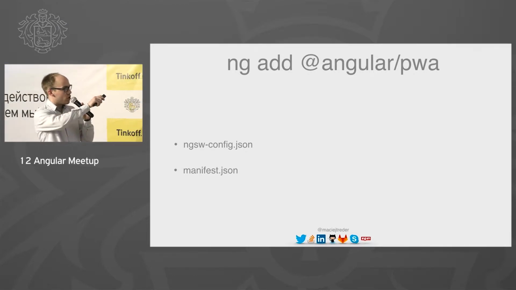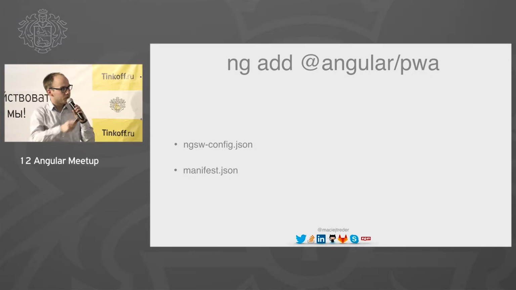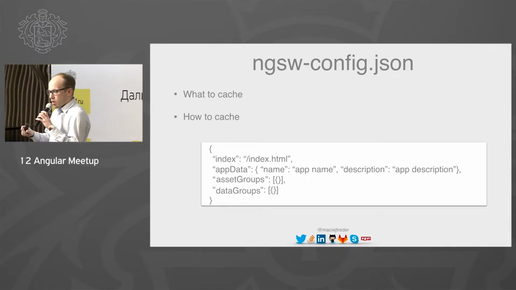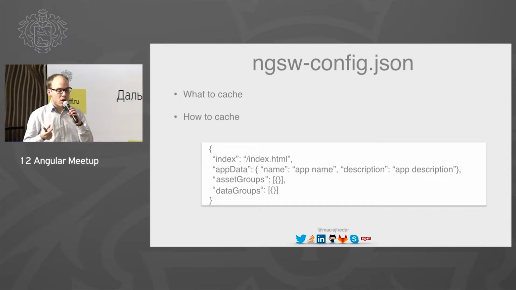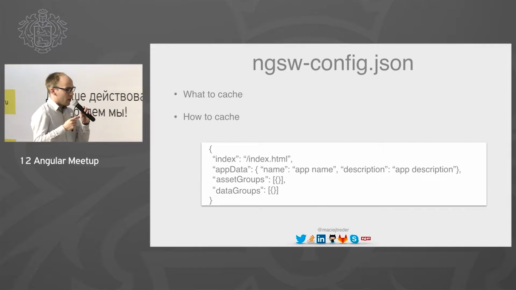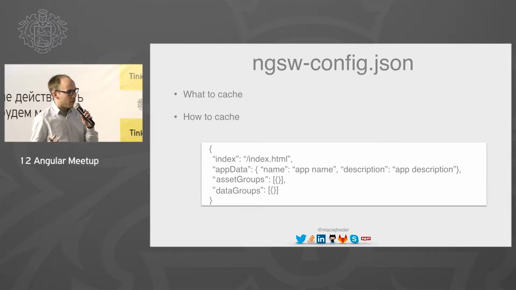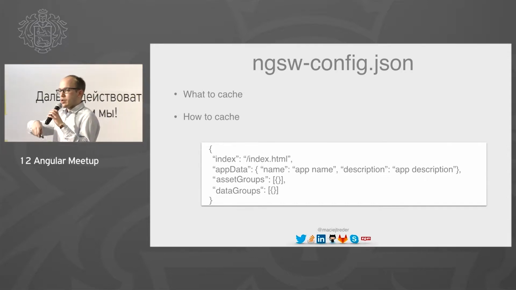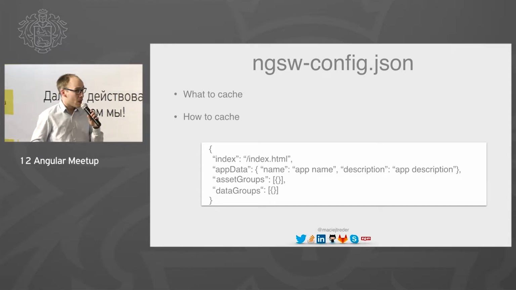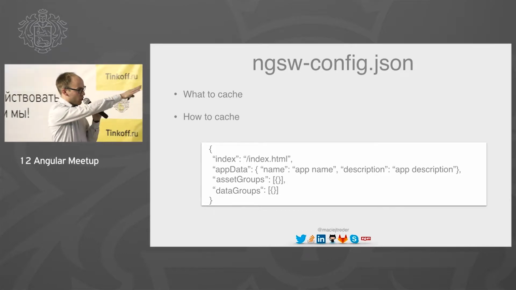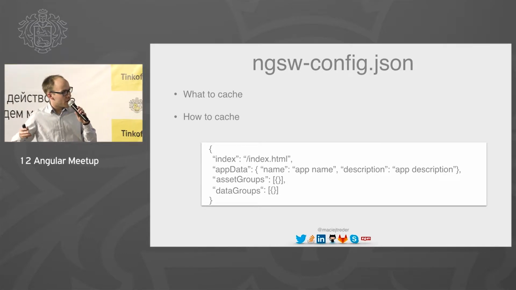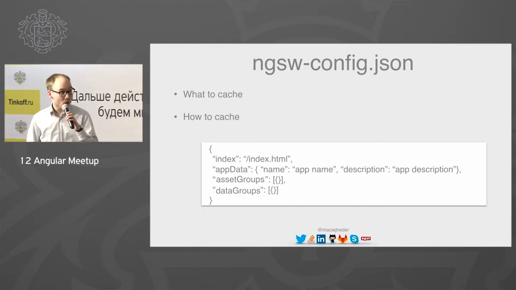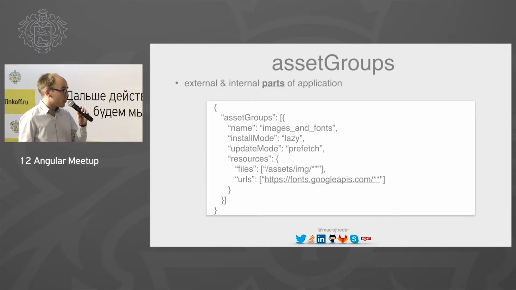Let's focus on ngsw-config, which is an entry point for an Angular builder, giving it information on how to build a service worker file for us. We are informing what we want to cache in our application and how we want to cache that. Apart from that, there are just 2 holders here for the index file and application data like name and description. Let's take a look at asset groups.